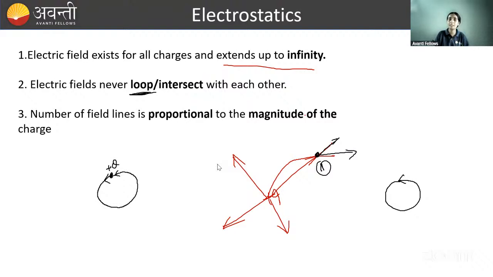लेकिन अगर फील्ड लाइन को तुमने सर्कुलर बना दिया, इसका मतलब ये हुआ कि from that particular charge field lines are also coming out and also ending at it, which is not possible, right? So field line cannot form a closed loop and also they cannot intersect. Done it. थर्ड पॉइंट ये कहता है number of field lines is proportional to the magnitude of charge.